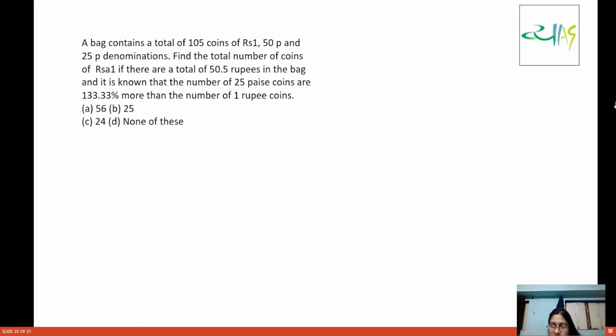Guys, look at this question we have. It is saying a bag contains a total of 105 coins. Okay, and in that we have rupees 1 coin, and we have 50 paise coin, and we have 25 paise denomination coin. Find the total number of coins of rupees 1 if there are total 50.5 rupees in the bag, and it is known that the number of 25 paise coins are 133.33% more than 1 rupee coin.